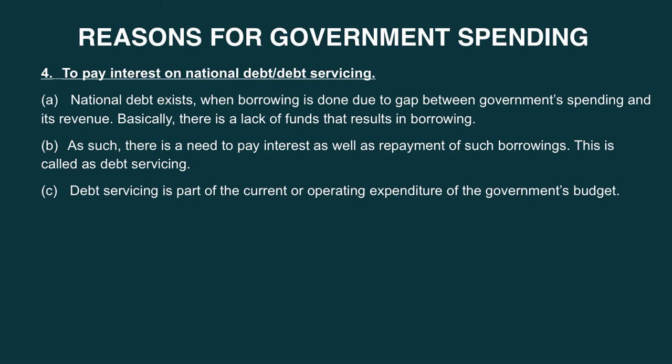So debt servicing is part of the current expenditure or the operational expenditure of the government. Debt servicing is one good example of an operational expenditure or current expenditure.